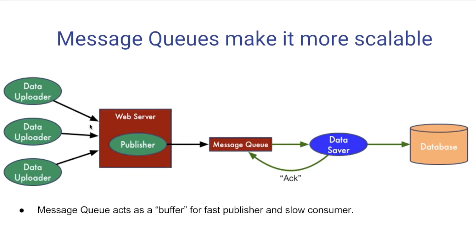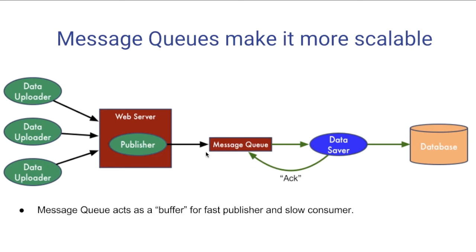So here, this new workflow is that the data uploader is going to send the data to the web server. And this web server is going to create a new entity called the publisher. This publisher will be responsible for transmitting the data from the data uploader to the message queue. And then once the data is in the message queue, this data saver is a new process that will take those messages from the message queue and then save them to the database. After it saves them to the database successfully, you can then ack those messages on the message queue so that the message queue can remove those messages.